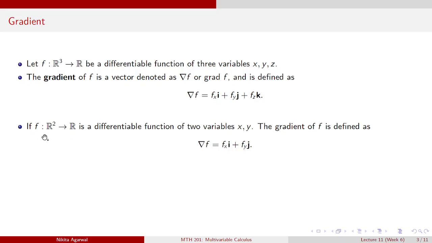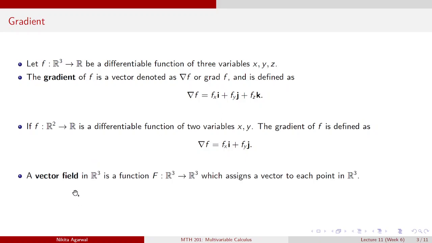Similarly, if your function is a function of two variables, then you drop the third term. And this definition can be generalized to a function from Rn to R, where you get a vector which will have several components, and those components will be the partial derivatives of the function with respect to all the variables.